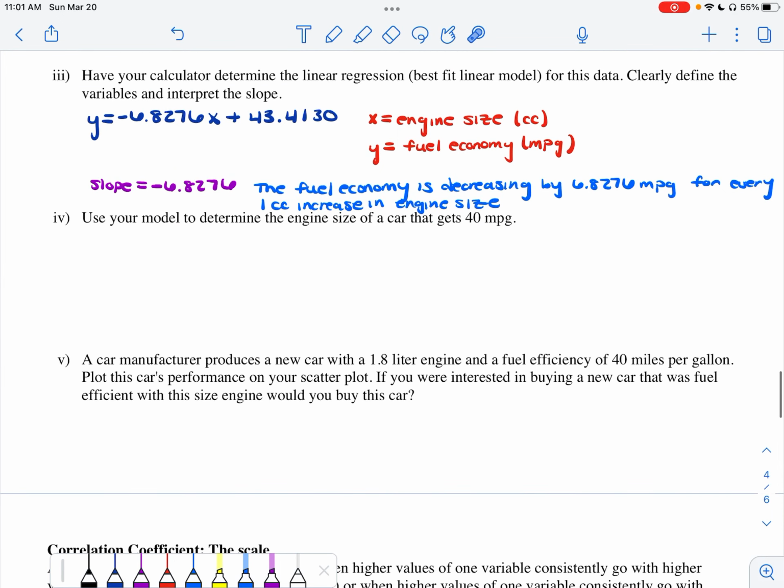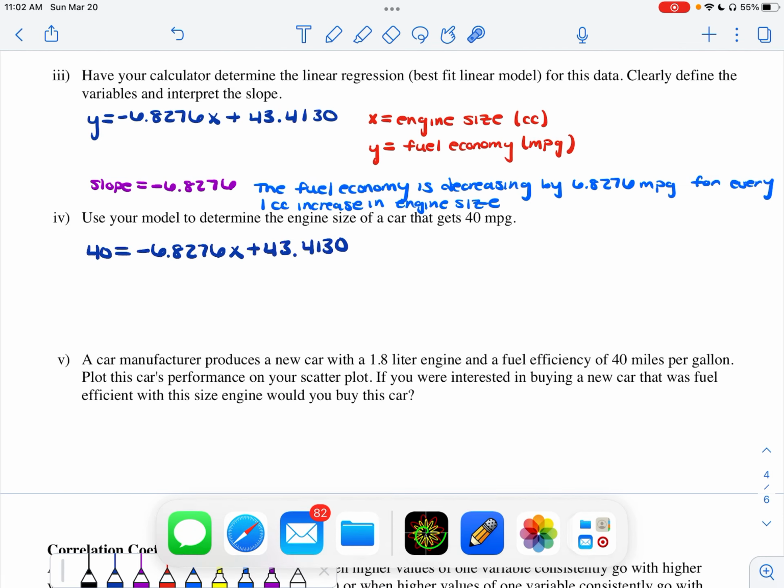The next part says, use your model to determine the engine size of a car that gets 40 mpg. Our fuel economy is the y, so we're going to plug 40 in for y and solve for x. So we would have 40 is equal to negative 6.8276x plus 43.4130. To solve this for x, we start by subtracting the 43.413 from both sides of our equation.